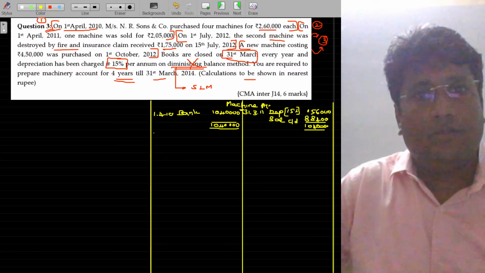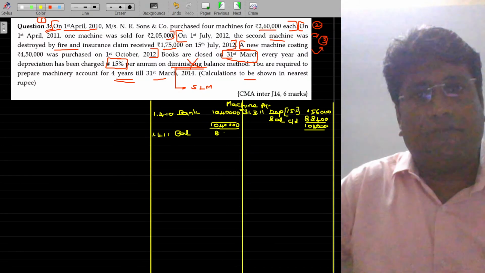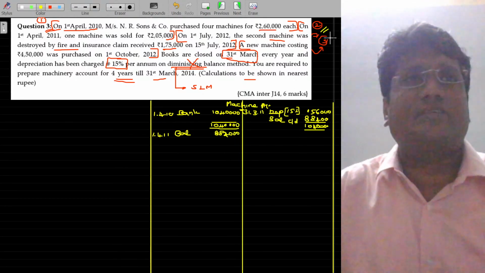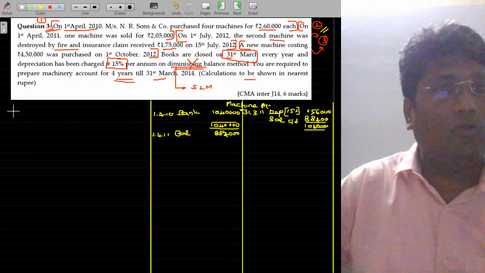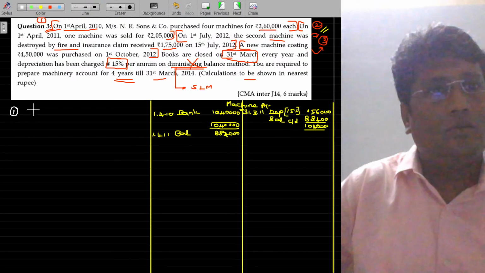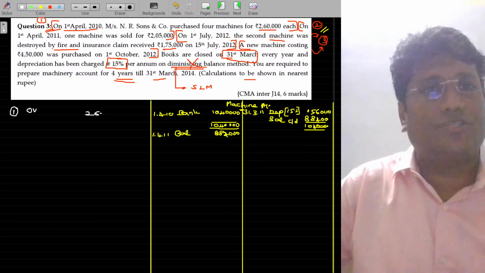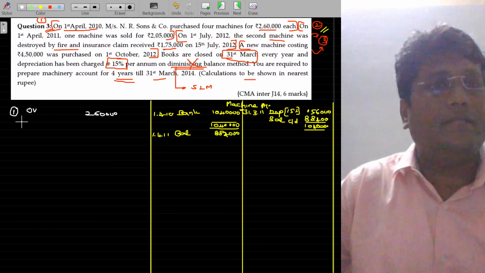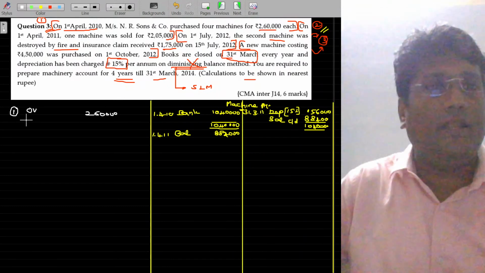In the next year, 1/4/11 opening balance 8 lakhs 84,000. In the second year, we have one asset sold. Okay, I will work that out separately as a working note. The value of the asset, one of the assets, being 2 lakh 60,000. The asset is used for 1 year only. Now it is sold.